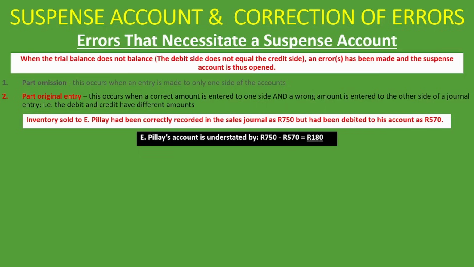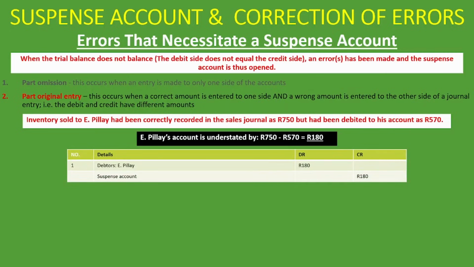So what do we need to do? We need to record the 180 Rand on the debit side under Ipile's account and credit the suspense account. So remember, for all the errors that require you to open a suspense account, one of the sides will be a suspense account, either the debit or the credit, and you have to know which side that is. So in this case, we're going to debit Ipile's account by 180 Rand. Why? Because we want to increase it because we understated it. If we overstated it, we would have to have credited it, but in this case, we understated it, so we are debiting it to increase the amount he owes us by 180 Rand, and we are going to credit the suspense account as I've just mentioned.